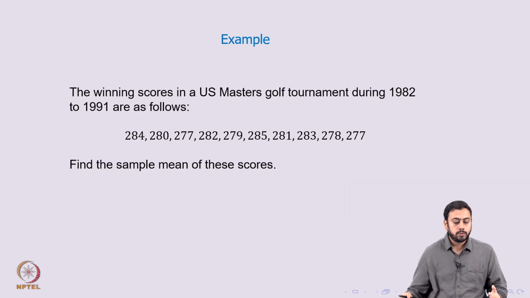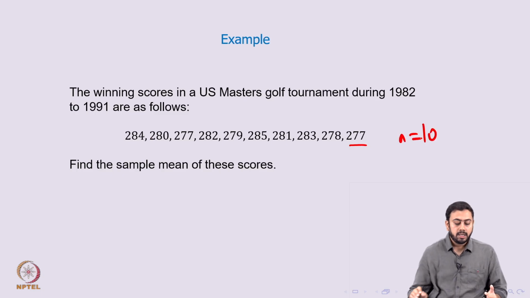Couple of quick examples. The data set you see here is the winning scores in the US Masters golf tournament during 1982 to 1991. This tournament happens annually, and these are the winning scores in the corresponding tournaments, starting with the year 1982 all the way up to 1991: 284, 280, 277, and the last one is 277. The idea is to find the sample mean of all these scores. Firstly, how many values do you have? You can simply count: 1, 2, 3, 4, 5, 6, 7, 8, 9, 10. So n is 10.